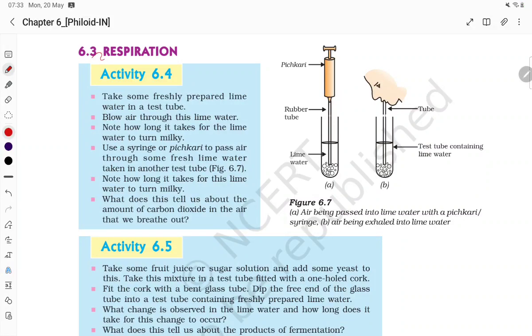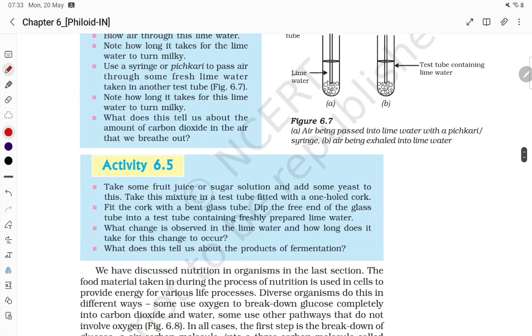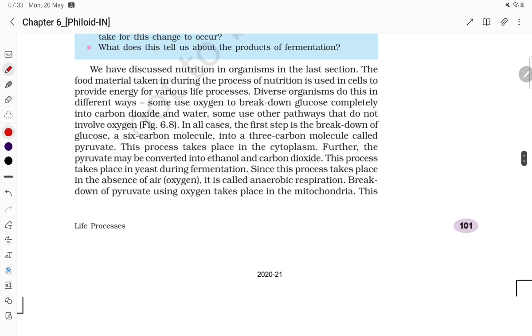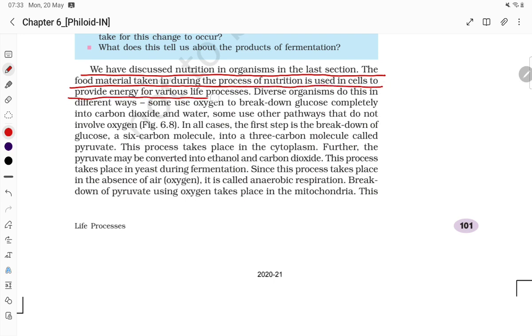Hi student, let's try to understand respiration in humans, how respiration takes place. We have discussed nutrition in organisms in the last sections. The food material taken during the process of nutrition is used in the cell to provide energy for various life processes. Diverse organisms do this in different ways.